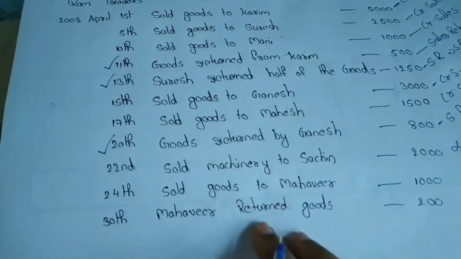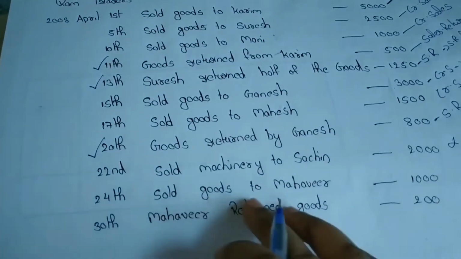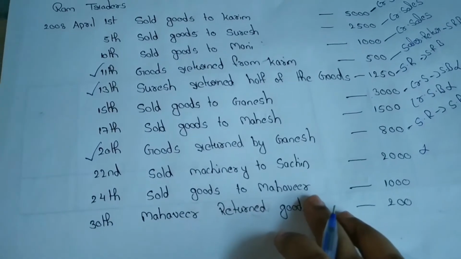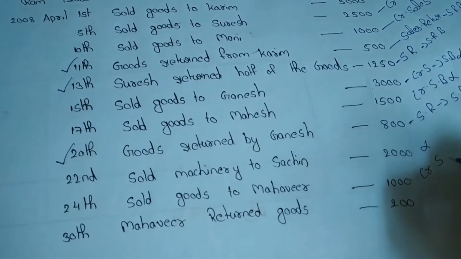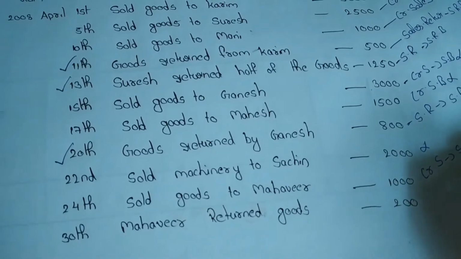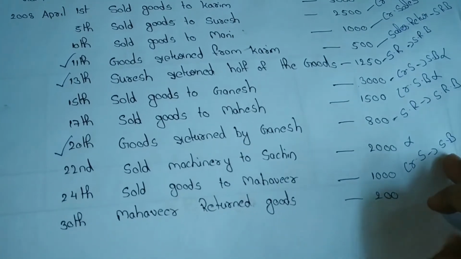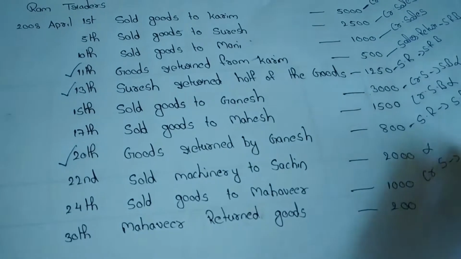Okay. Next one. 24th, sold goods to Mahavir. So Mahavir is the customer and it was a credit sale. So it comes under the sales book. It should be recorded in sales book. So it was not recorded in sales returns book.